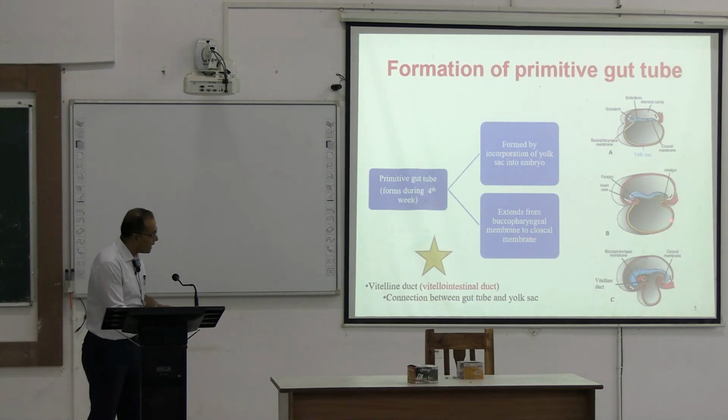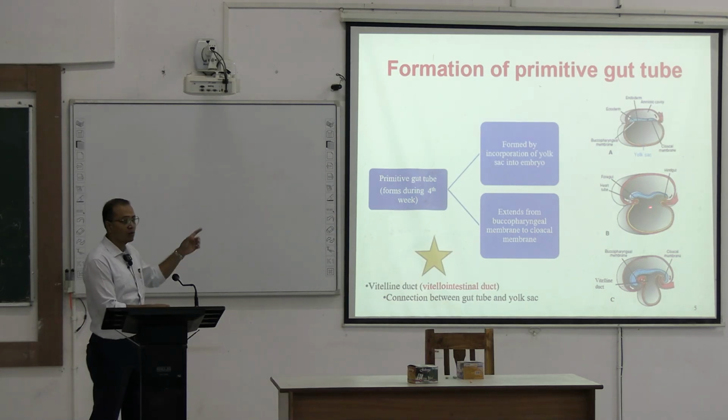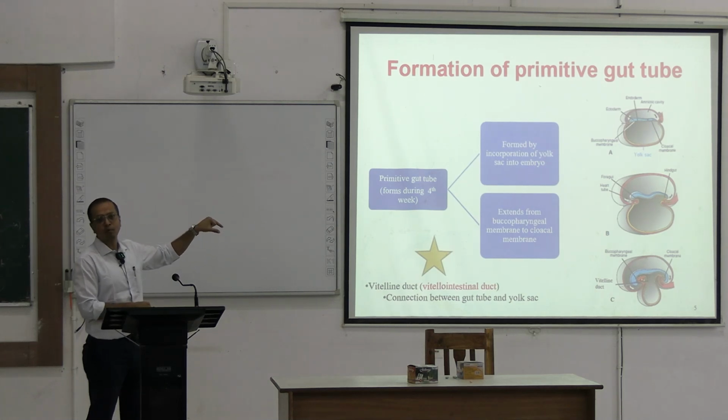Similarly, at the caudal end, where the cloacal end is, where we have the late part or hindgut tube, there is a depression. That depression we call the proctodeum. The proctodeum is separated from the hindgut tube by a membrane, which we call the cloacal membrane.